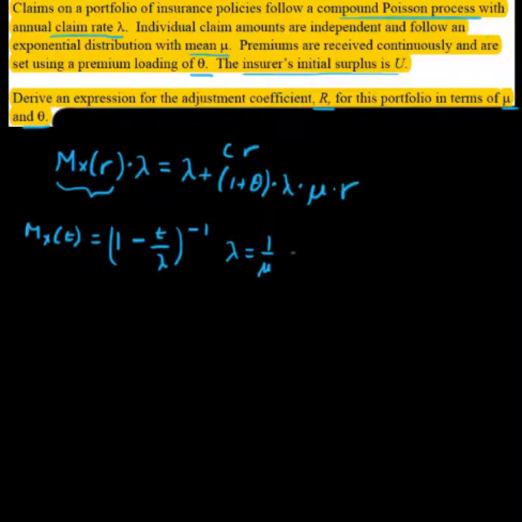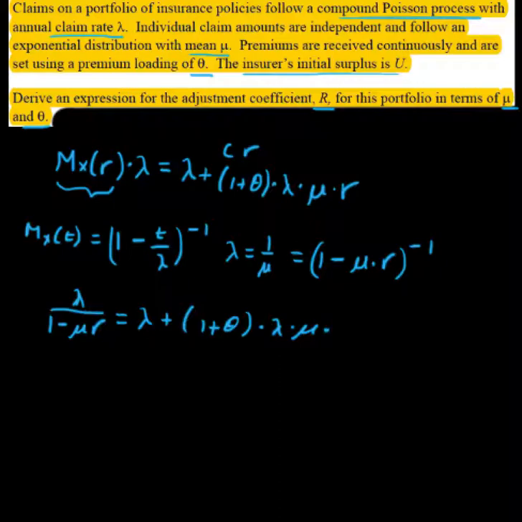Then our moment generating function is actually 1 minus mu R, where R is instead of t, so we're replacing that there, and that's going to be to the -1. Okay, so we can actually write that one down. So we're going to say 1 over 1 minus mu R, and that's meant to have lambda at the top, because we're timesing it by lambda, equals lambda plus 1 plus theta times lambda times mu times R.